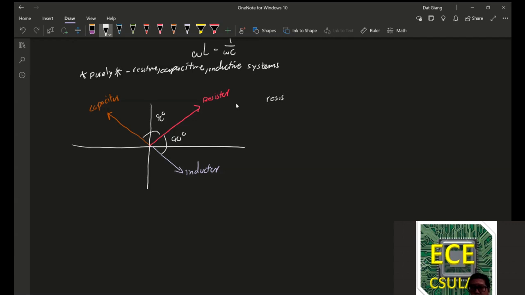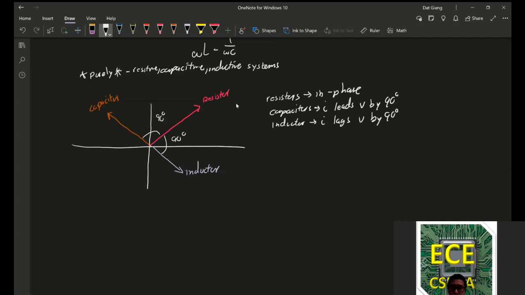So for resistors, in phase. For capacitors, I leads V by 90 degrees. For an inductor, I lags V by 90 degrees.